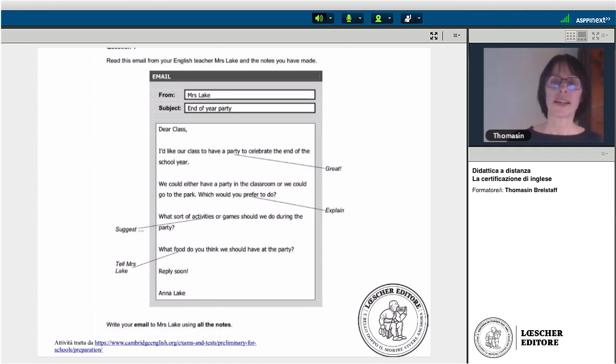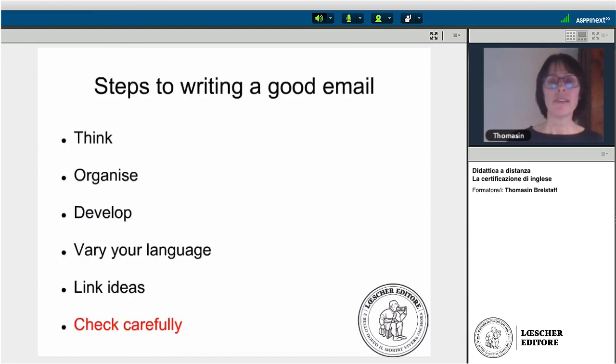So you can see, again, you can take your structure from the task, answer the points in the order they are in, and use the task to guide your paragraphs. And you should be okay. Now, the very last point on my list was check carefully.